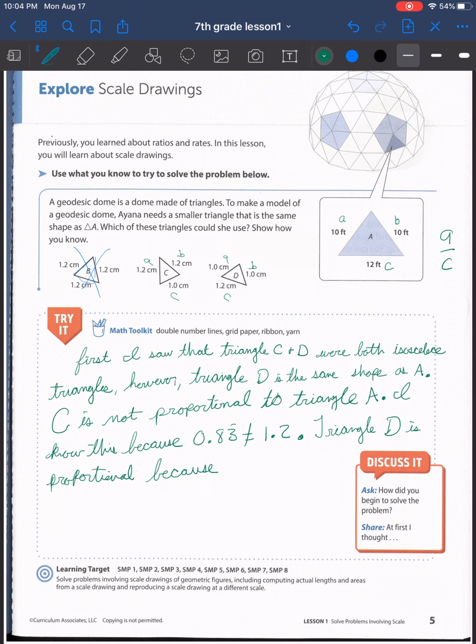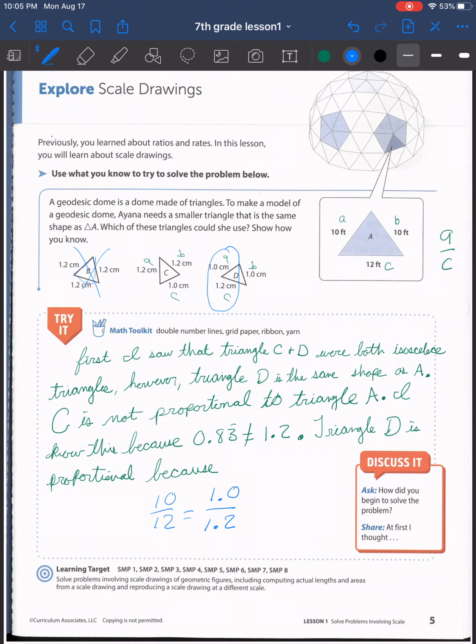Okay, so remember what we did? We made a fraction called a proportion. We took A over C, which was 10 over 12. I'm going to use a different color for you guys. 10 over 12. And then we're going to take A over C, 1.0 over 1.2.